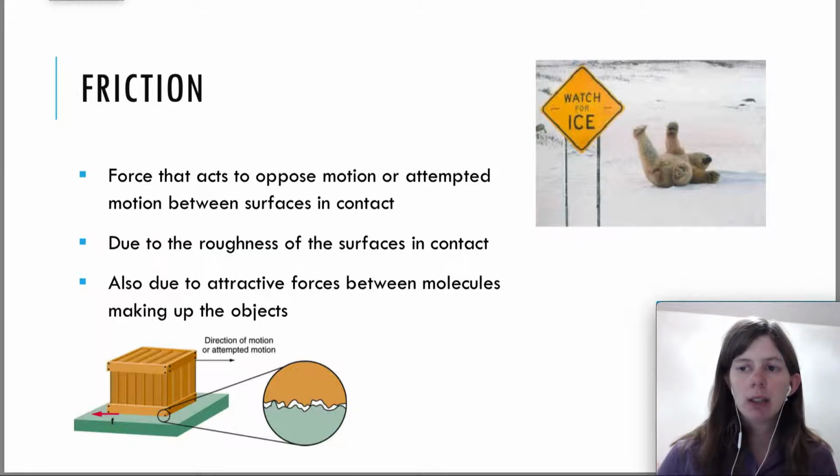Friction is a force that opposes motion or attempted motion. In this video, we're going to talk about the first definition, that it opposes motion. It's partly due to the roughness of the surfaces in contact. You can see in this picture when surfaces are rough, that provides some resistance to the motion. And it's also due to the attractive forces between the molecules, those molecular forces that attract each other, that's also going to provide some resistance.